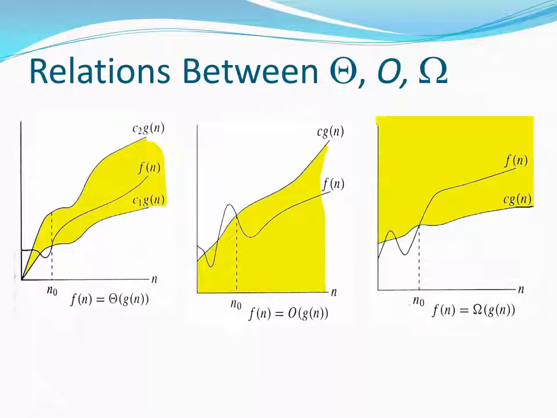Next we can go to the relationship between all these three notations. First graph represents average time complexity, second graph represents upper bound, that is big O notation, and the third graph represents lower bound, the omega notation. Upper bound means maximum amount of time, lower bound means minimum amount of time.